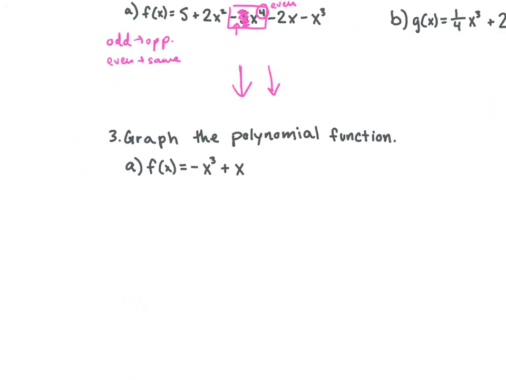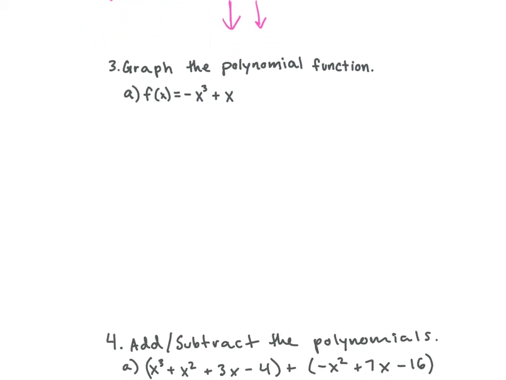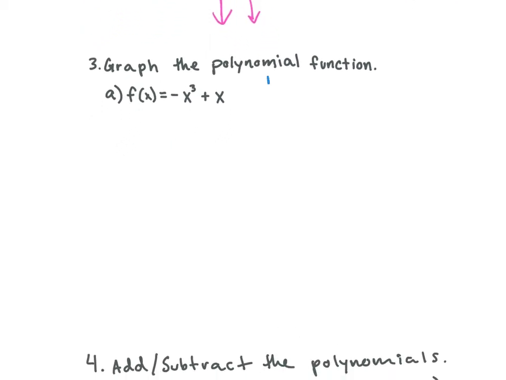All right, number 3a, graph the polynomial function. So to graph, we need two things. We need to find our end behavior, and we need to plug in points. What is our end behavior here? So where are our arrows going to go? Down and up.